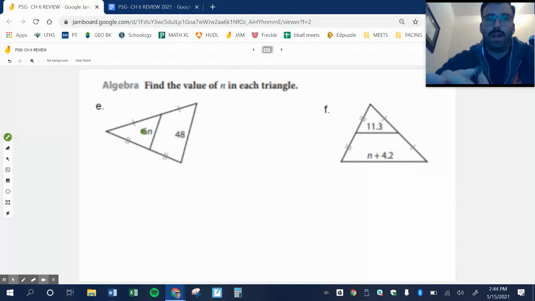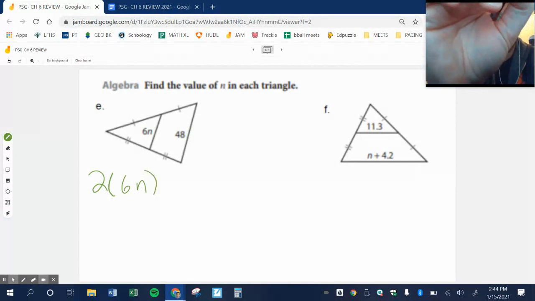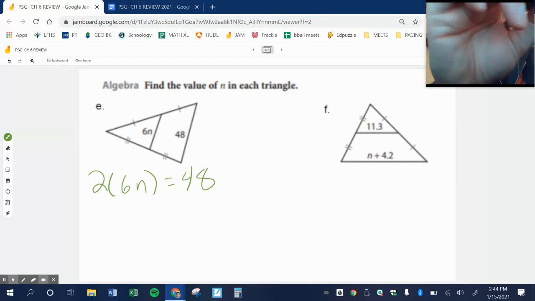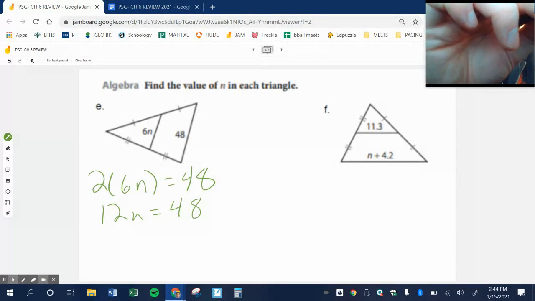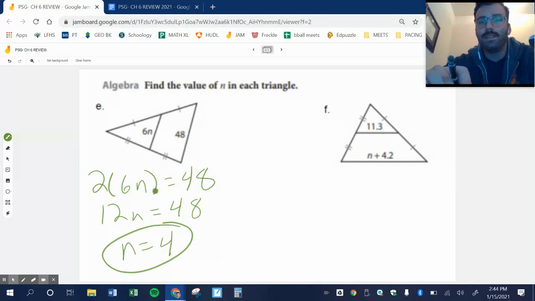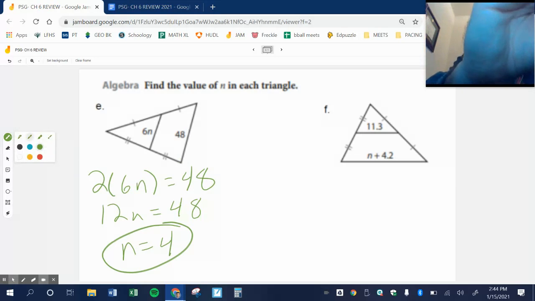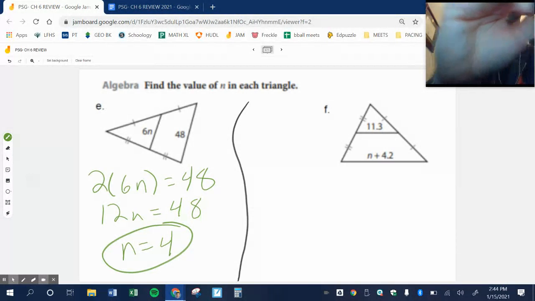Okay, so I know that the length of this segment is half of the length of this segment, or 2 times the length of this segment equals the 48. And I'll say that again, 2 times the 6n equals 48, or 12n equals 48. Divide both sides by 12, n is 4. I could have also just said 6n equals 24. That would have been okay too. I like to do the 2 times it, just because I find that easier and it makes more sense.